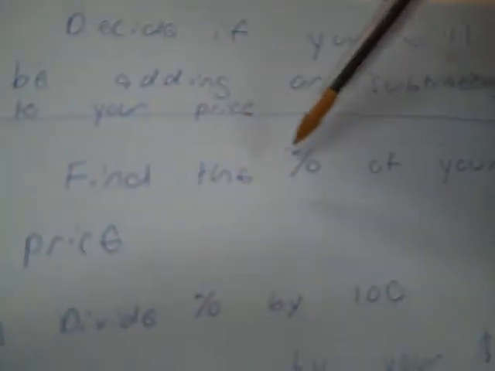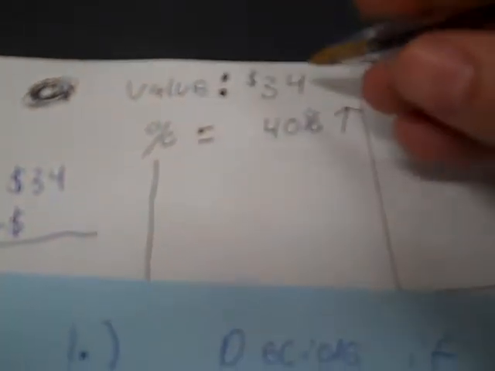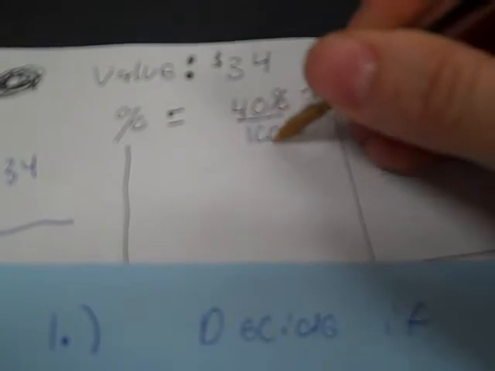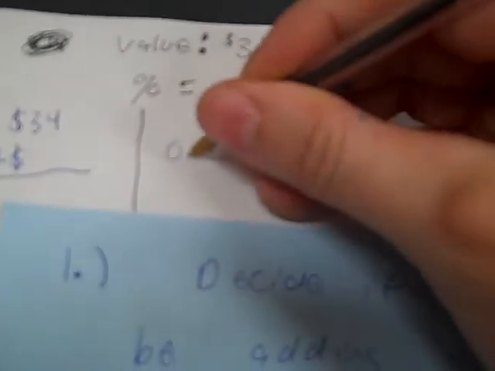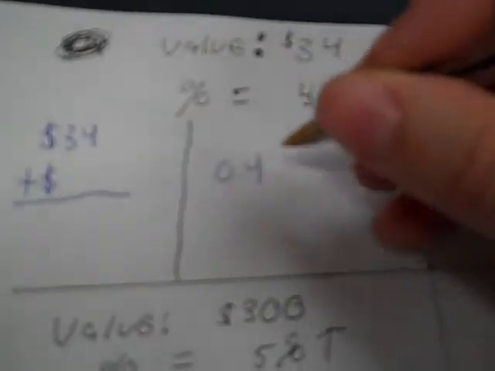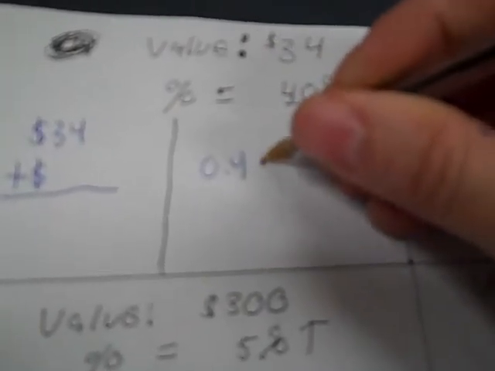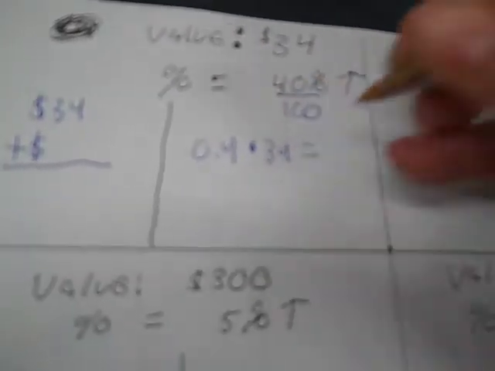So what you need to do is find the percent of your price. And that's found by dividing the percent by 100. So divide it by 100. So I take 40 divided by 100, 0.4. And then I multiply by the price, okay? So the price is $34, so I'm going to be multiplying by 34.